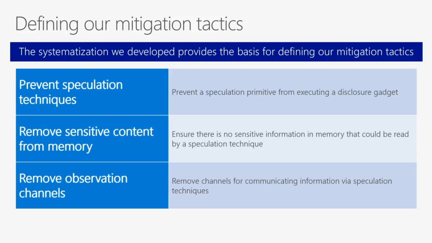So we have three tactics. The first is preventing speculation techniques. And specifically, what we mean by this is we want to prevent unsafe speculation, where speculative execution can lead to a disclosure gadget. The second is removing sensitive content from memory. So this is limiting what speculative execution will be able to read. This can eliminate entire scenarios or simply reduce the risk from certain scenarios. And finally, removing observation channels. This is making it more difficult or even impossible for an attacker to infer what changes were made to the cache state during speculative execution. But once again, there's no silver bullet. We require a combination of different hardware and software mitigations for each of the scenarios present.